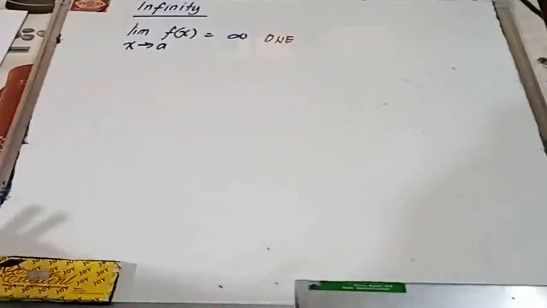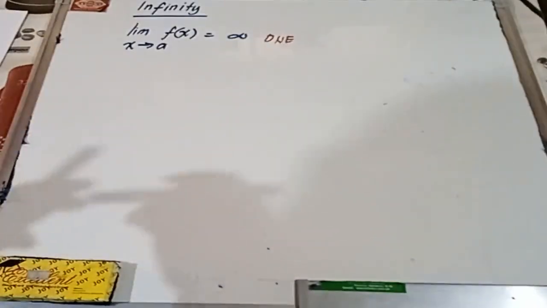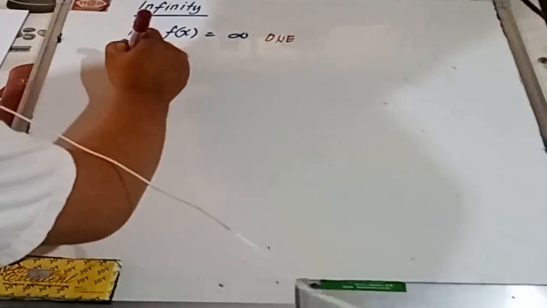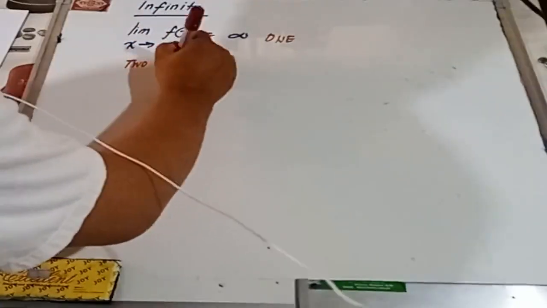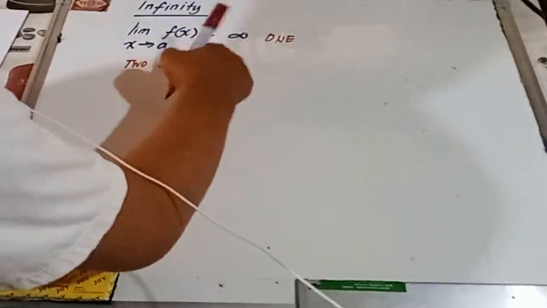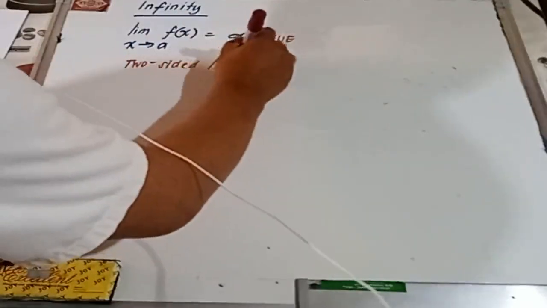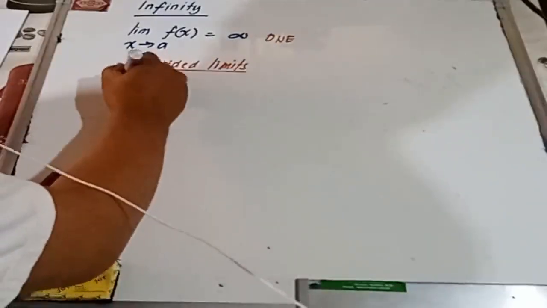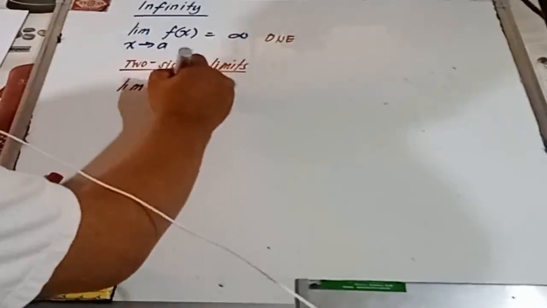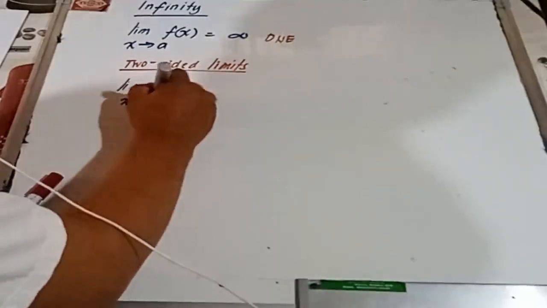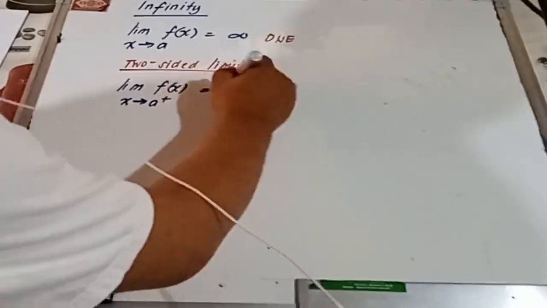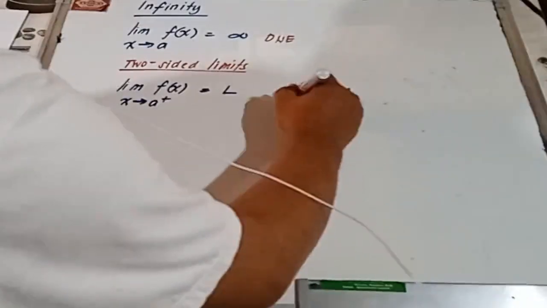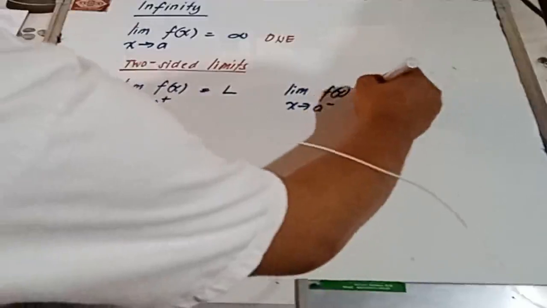So may isa pang paraan para malaman natin kung ang function ay walang limit base dun sa concept of two-sided limits. Ano yung two-sided limits? A limit exists if the limit of f of x as x approaches a to the right of a is equal to the limit L, and the limit of f of x as x approaches a to the left is also equal to L.